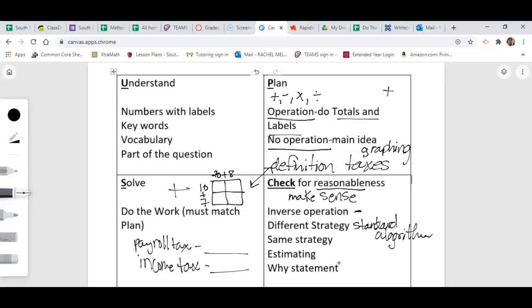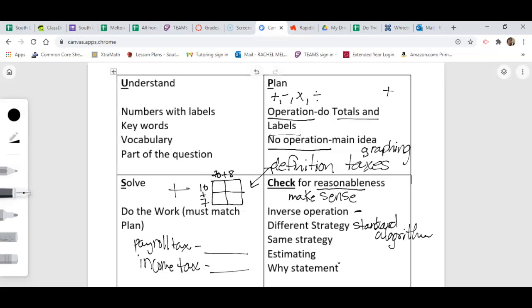Okay, but I also teach them these other ways, because what if you did it wrong both in the solve and the check for reasonableness? And you don't know that because you've got the same answer. So doing the same strategy is kind of like, I don't want it to be the default. I'd really rather they do inverse operation or a different strategy or estimating. But if they're completely just confused on what they should do, they can do the same strategy again.